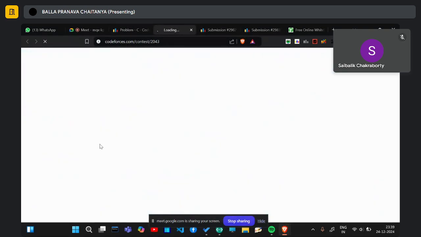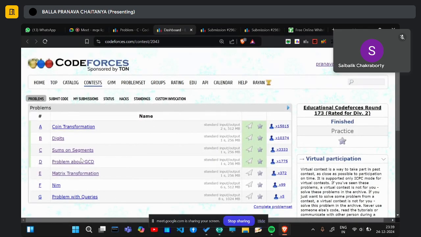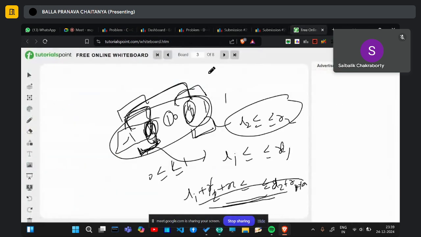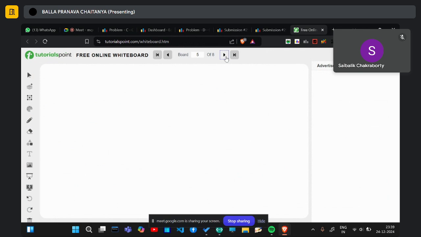Let's move to problem 4. In problem 4, we are given 3 integers L, R, and G. And we have to find 2 integers in the range L to R, whose GCD must be equal to G, and the distance should be maximized, and A should be minimized if there are multiple answers.